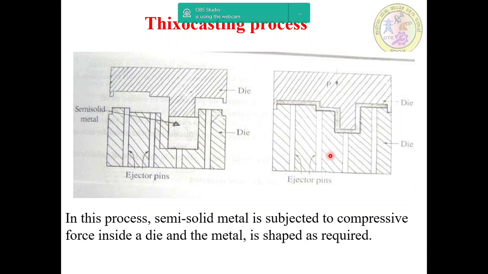And then the main principle: a known quantity of metal is heated in a furnace to its softening point, then subjected to external force when kept inside a die cavity. Since the metal is subjected to squeezing action when it is in a plastic state or semi-solid state, it is referred to as the thixocasting process.